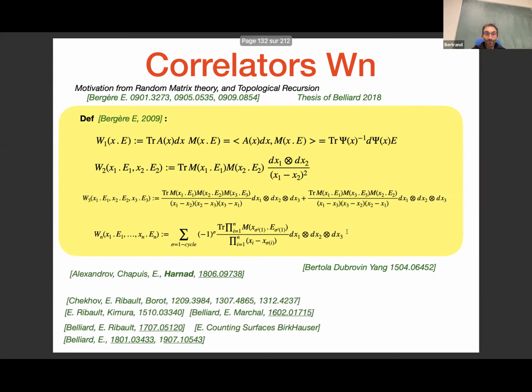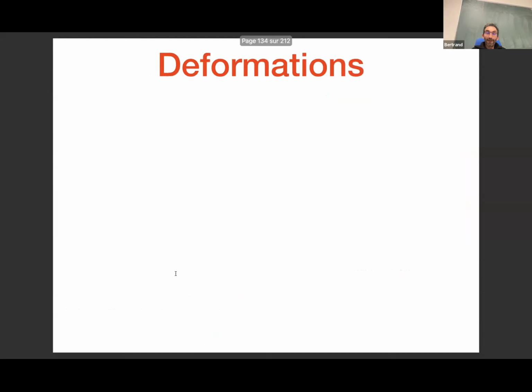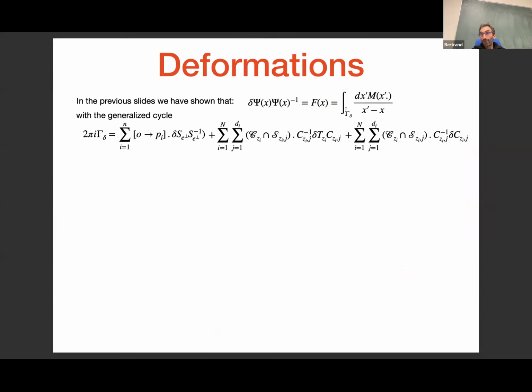I just cite a few papers, and let me mention that we also used it in our papers with Eynard on the Hurwitz numbers. So let me go now to the next slide. What we have shown so far is that we can compute F, this delta psi, as an integral of M along this kind of generalized cycles.